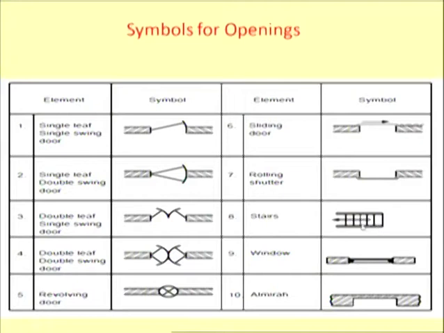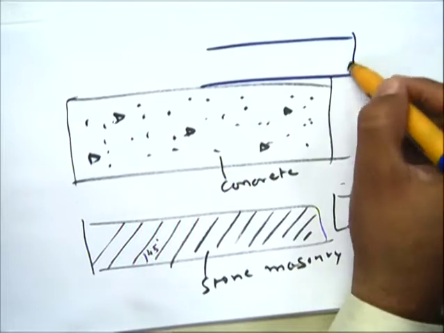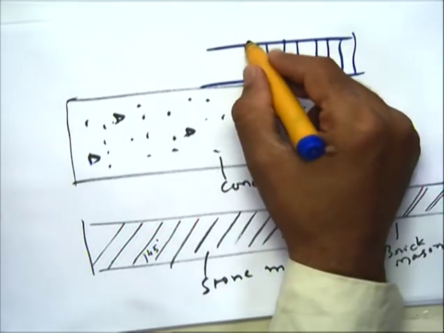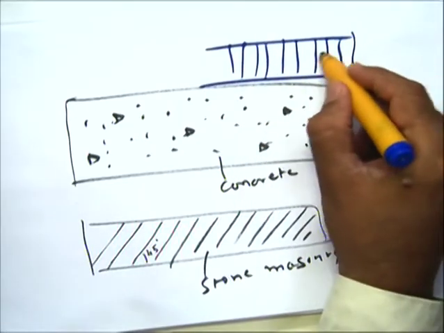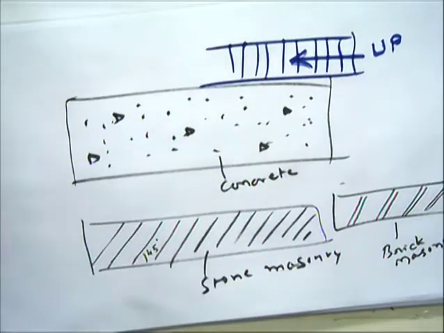Then the stair is mentioned like this, and here we should write the up. Actually stair is drawn like this. If it is a stair, the steps, each is a rise and tread, and this is the direction, and we should write here U, up, the direction of going up.